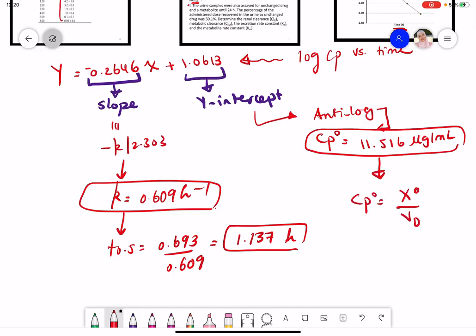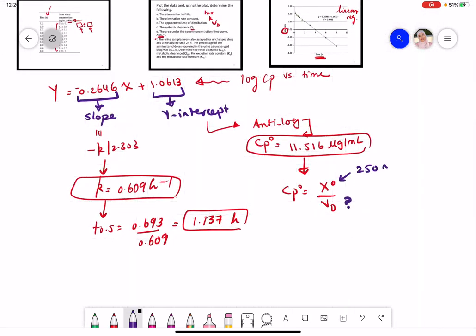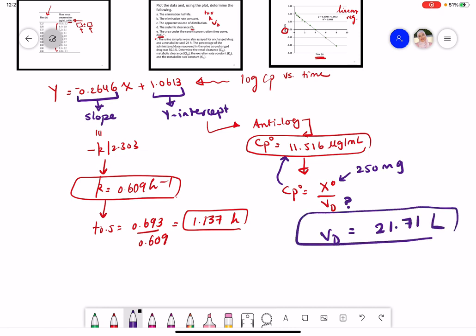I can use this to determine Vd, because I know C0 equals X0 over Vd. I have X0 as 250 milligram, and I have C0, which I already determined. Then Vd is equal to 21.71 liter.